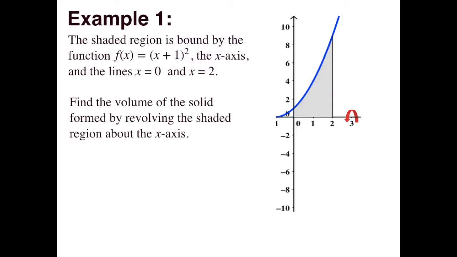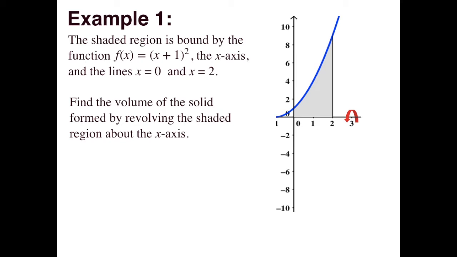So here's our first example. The shaded region is bound by the function f of x equals (x plus 1) squared and the x-axis. We have the lines x equals 0 and x equals 2. Those are the left and right bounds of the shaded region. Find the volume of the solid formed by revolving the shaded region about the x-axis.